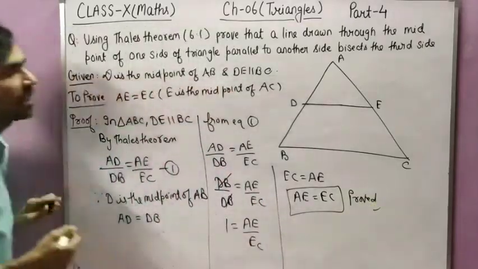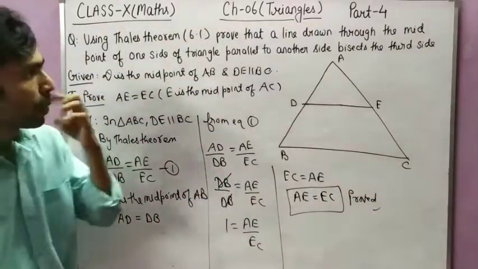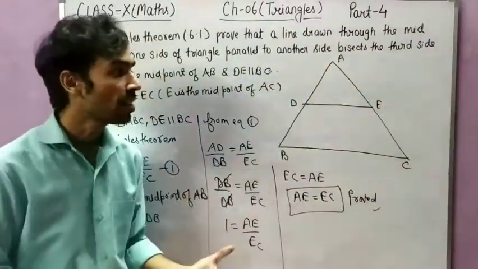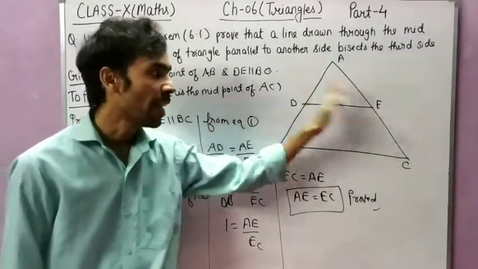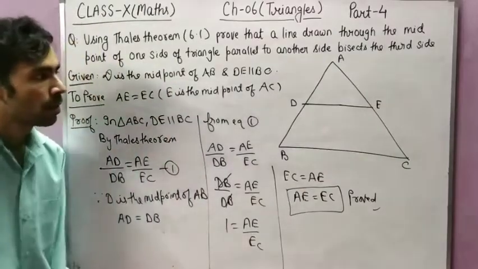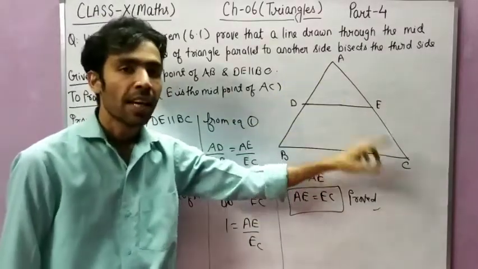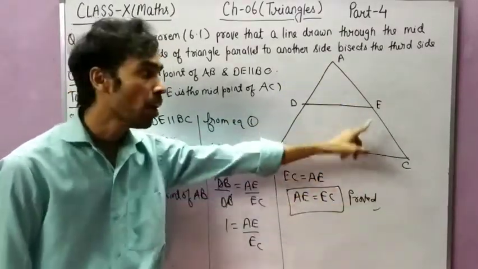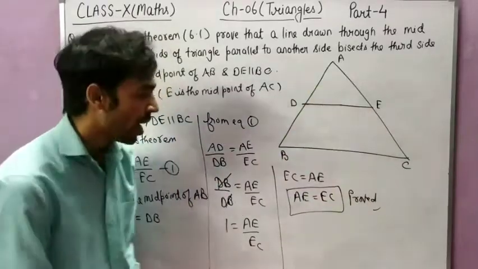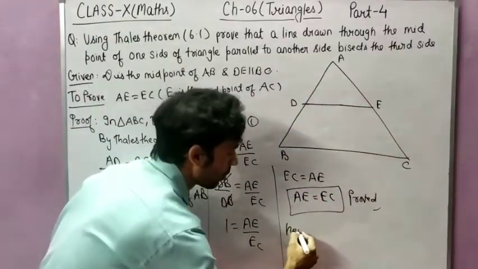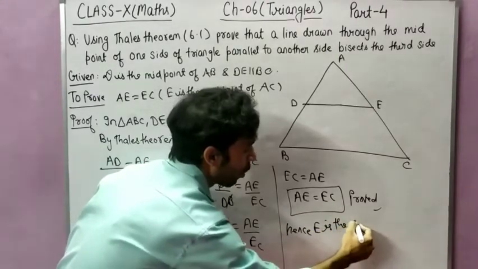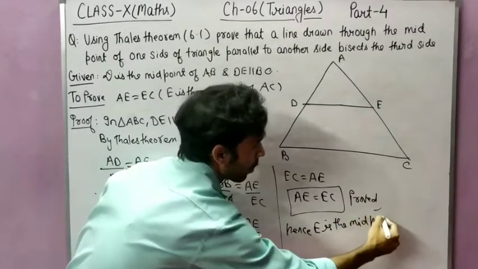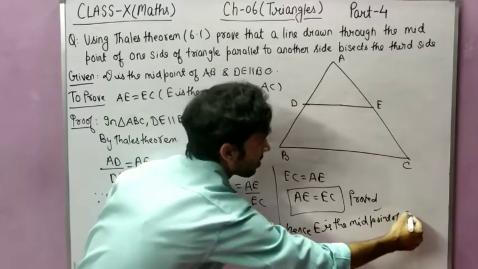This we have to prove that AE is equal to EC, that it bisects the third side. Bisect the third side means E is the midpoint of AC. AE equal to EC, ठीक है? अगर AE equal to EC है इसका मतलब क्या हुआ? E is the midpoint of AC. ऐसे लिख सकते हो. Hence E is the midpoint of AC.